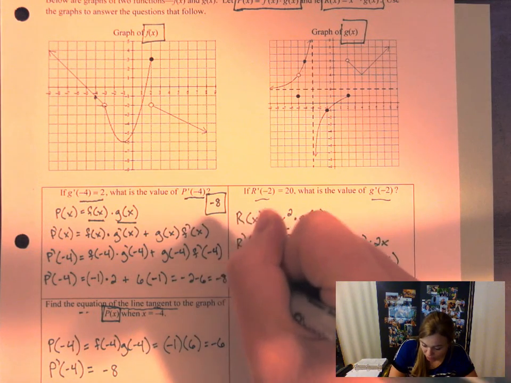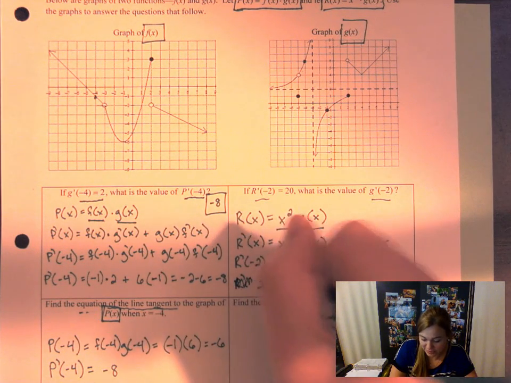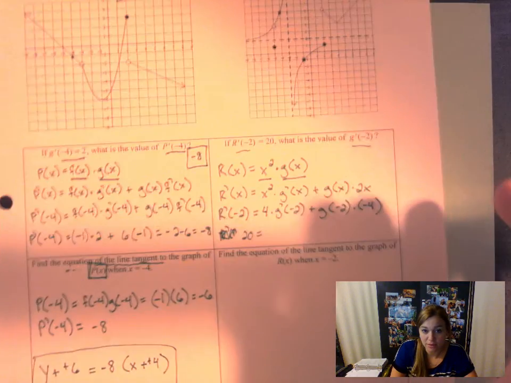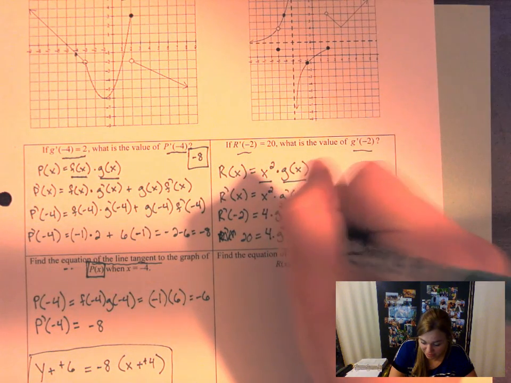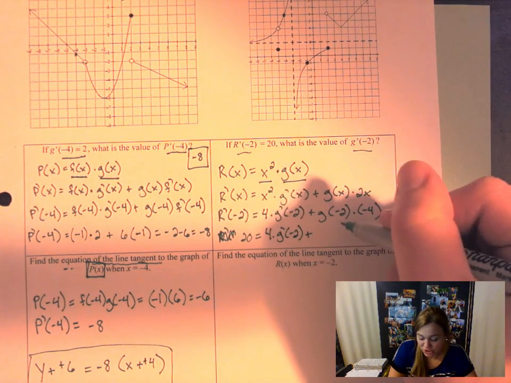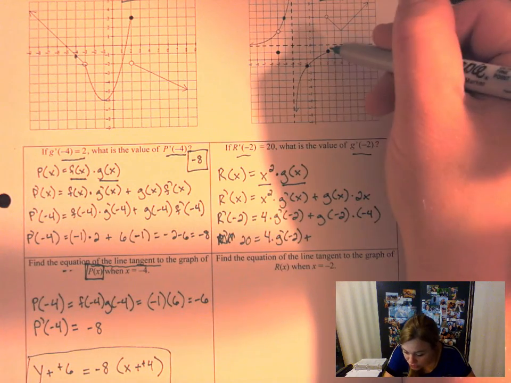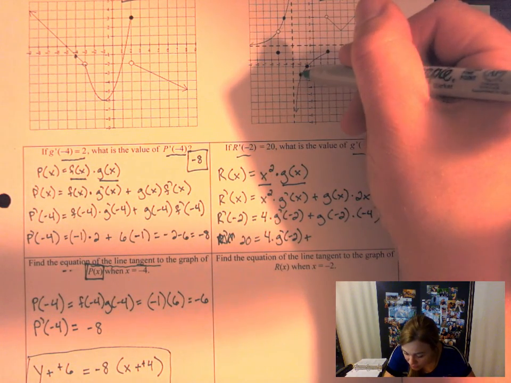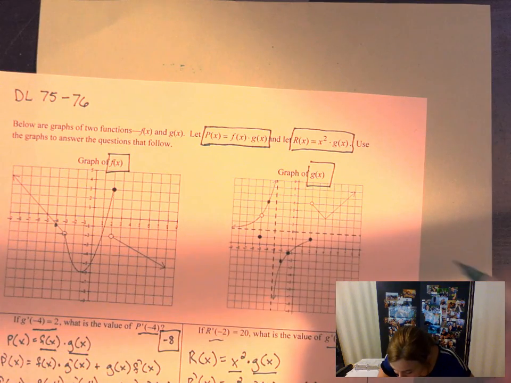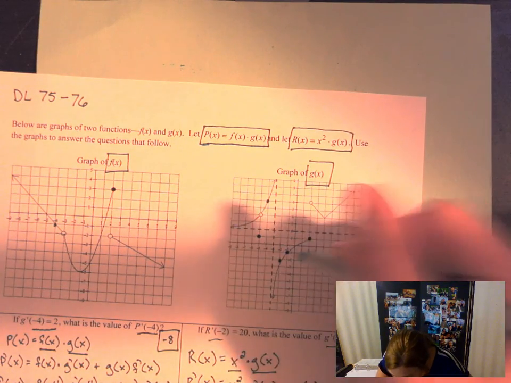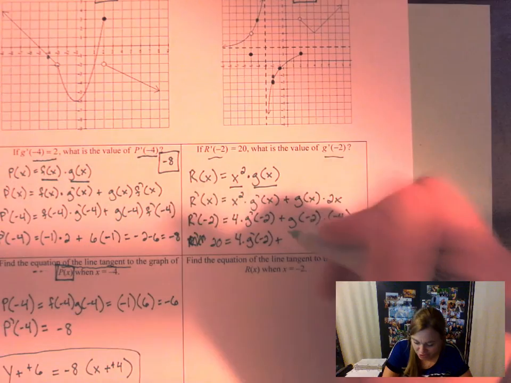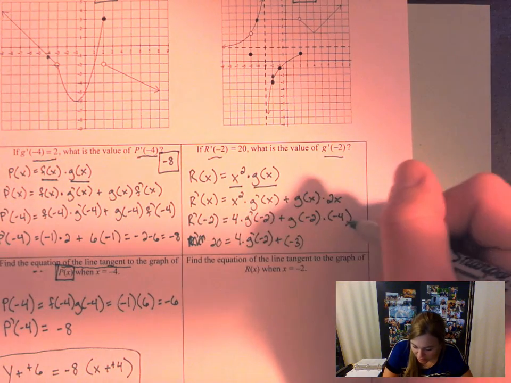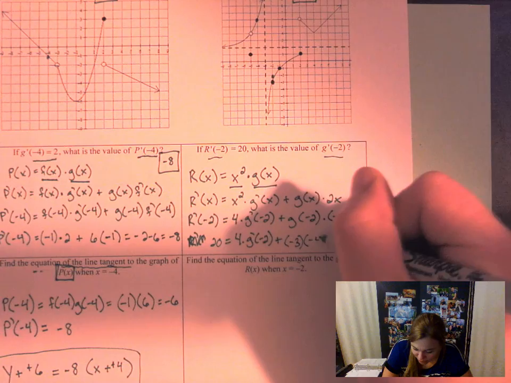Oh, sorry. I know r prime of negative 2 was 20. It was given to me. There we go. 4. G prime of negative 2 is what I want to find, so I'm going to keep that here. G of negative 2. Oh wait, no. Look carefully. G of negative 2 is at negative 3. These numbers are pretty hard to read. Negative 3. And then times negative 4.